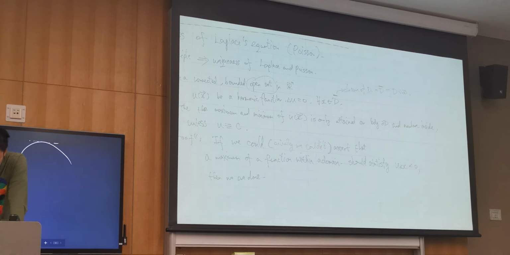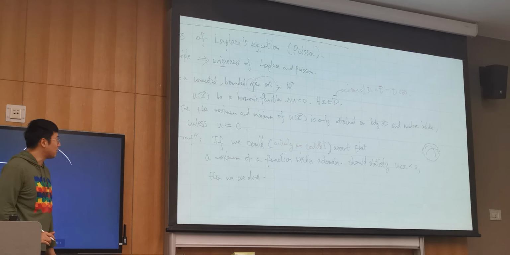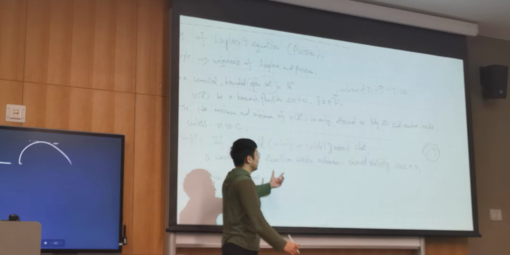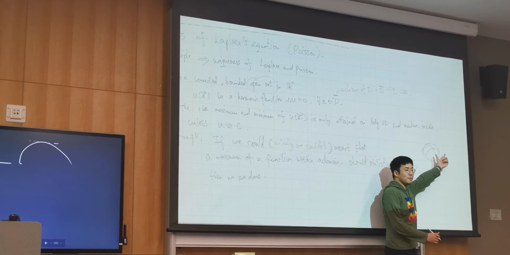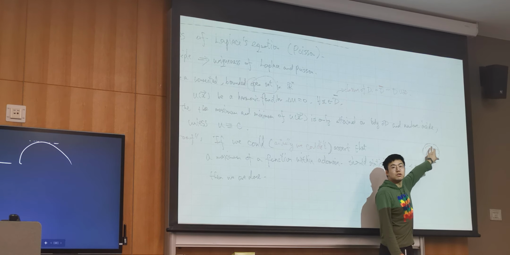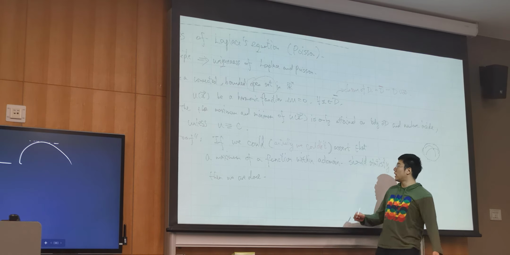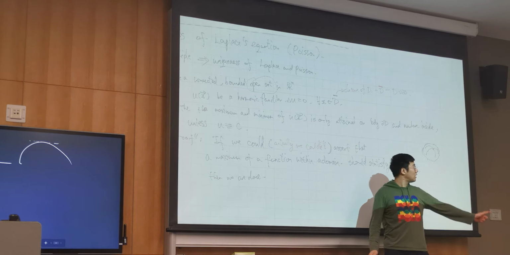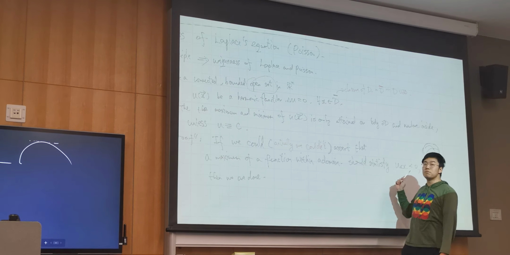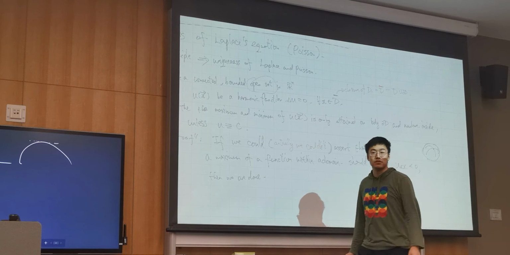Why are we done? Let's say I'm talking about here, this is my function, and this is the place of the maximum. In the direction of x, it should be the maximum. In the direction of y, it's also the maximum. In the direction of x, it tells me that uxx should be smaller than 0. In the direction of y, it also tells me that uyy should be smaller than 0. Then its sum is smaller than 0.